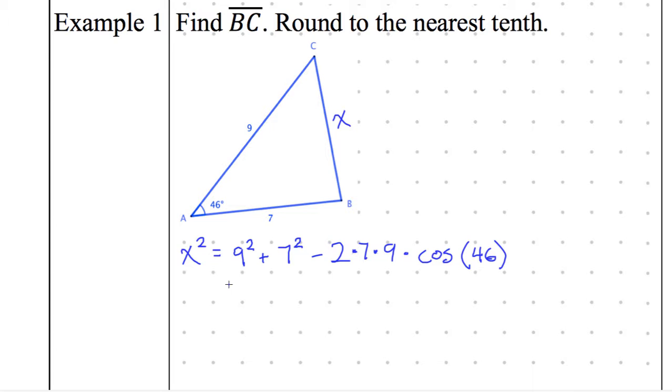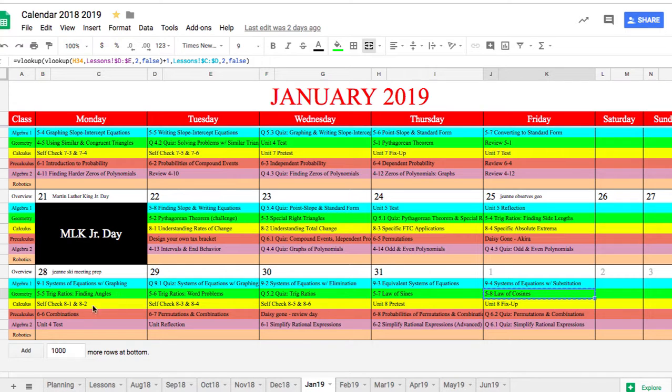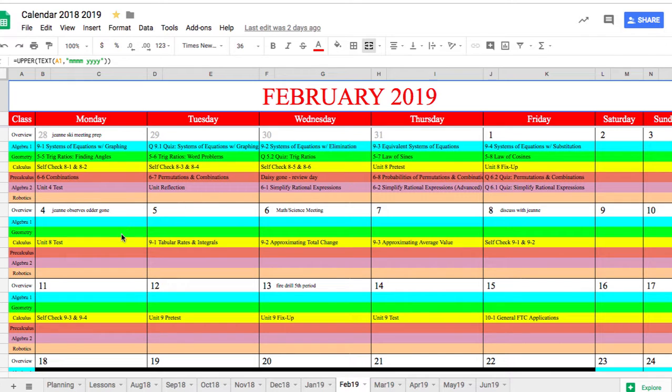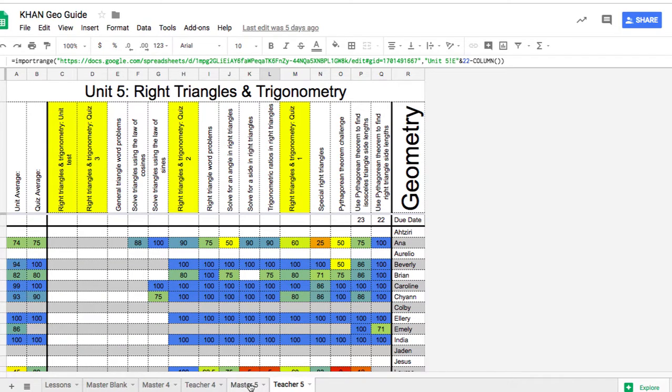Again, I'll repeat that. For the quiz, you'll have to remember the law of cosines. The test, the quiz is... let me pull up my calendar. In terms of geometry, let's go to February. Geometry, oh, I don't have it up yet. Okay, let's look at our unit guide. That's the best way to do this.